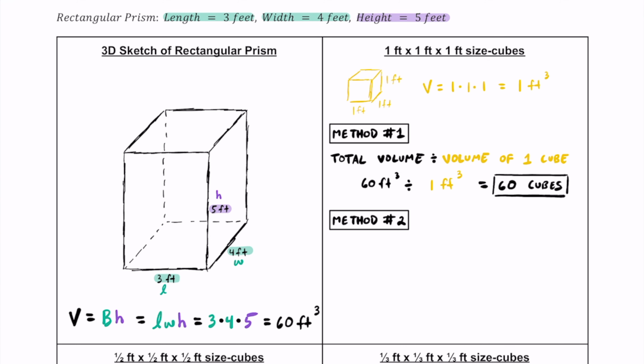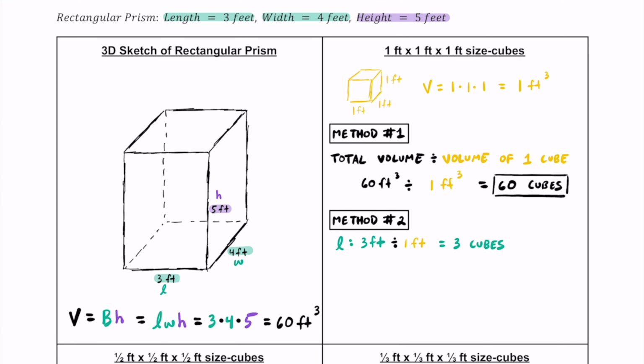So let's just take a look at the length first. The whole entire length is going to be 3 feet, so let's go ahead and write 3 feet. If we divide that by the 1 foot that we know is the length of one of these little cubes, to see how many fit across the length, then 3 divided by 1 is going to be 3. So we're going to have 3 cubes that'll fit across the length of this rectangular prism.